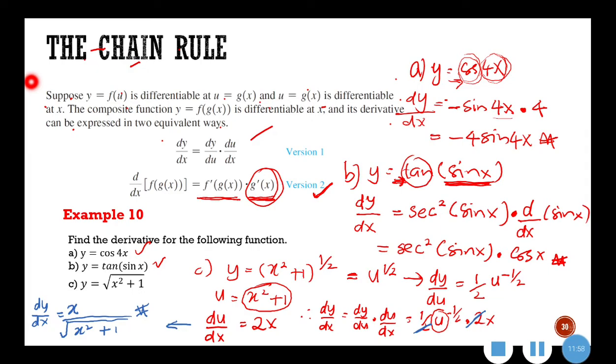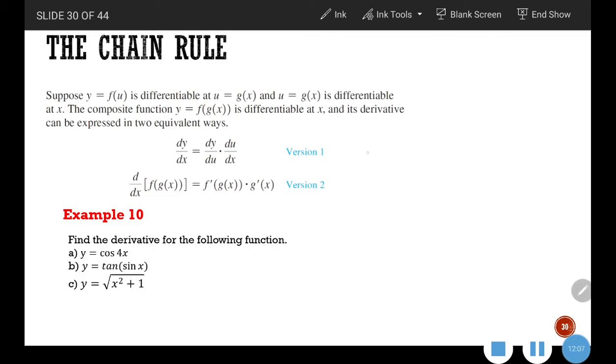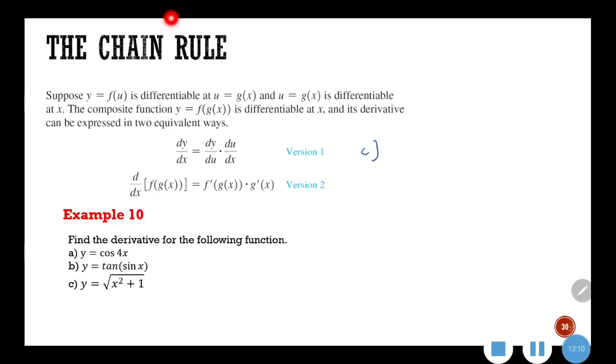Okay, for C, maknanya I'm using version 1. Nak guna version 2 pun boleh juga. I'll show you, okay? If you want to use version 2, for example C here, y equals to x square plus 1 power of half. So kalau nak guna version 2, maksudnya just regard this, x square plus 1 ni macam big X. A big X here. So maknanya what we do, kita buat turun dulu kuasa dia.